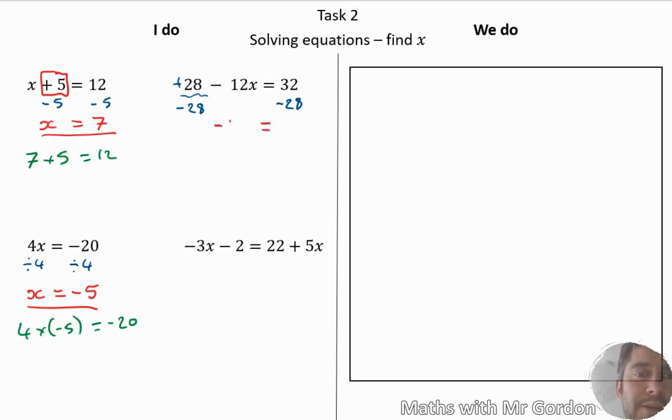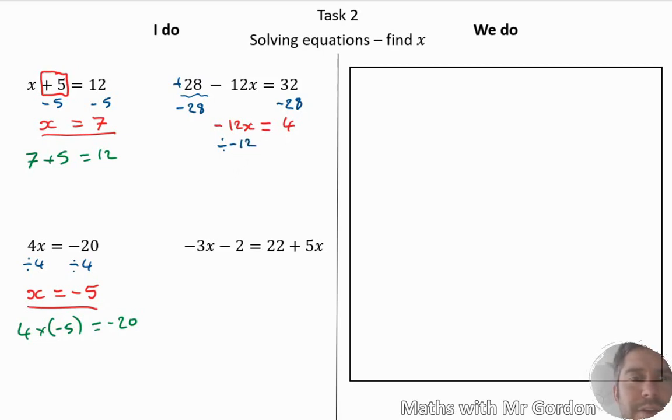So we get negative 12x left on the left, and 38 minus 28 leaves us with 4 on the right. So on the left here we have negative 12x, and we need to get just a single positive x instead. So we're going to divide that. The opposite of multiplying is divide. We're going to divide that by negative 12.